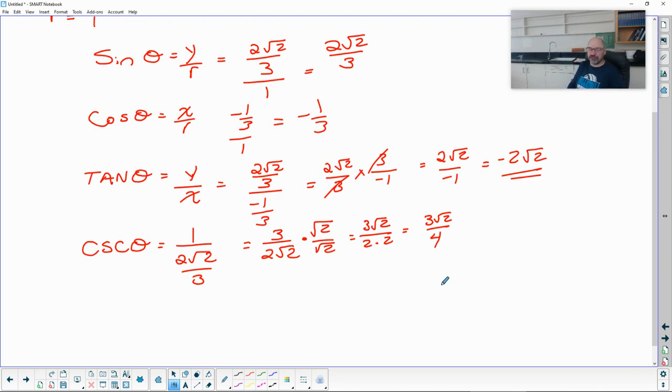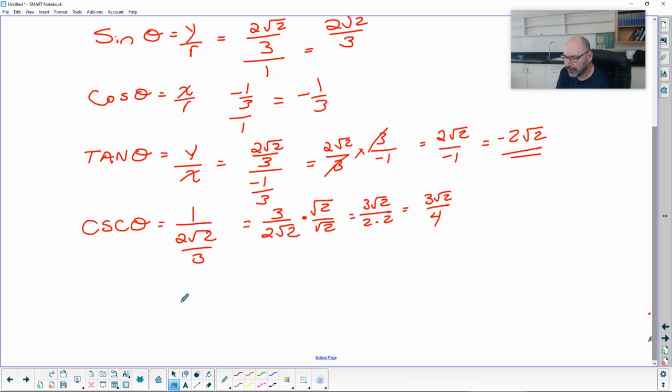When we do the rationalization of that particular one. Okay, so we have to do the same thing for cosine. Now cosine is much easier because there's no roots in it. It's just negative 1/3 over 1, so I'm going to flip that over, 1 over negative 1/3 for secant.